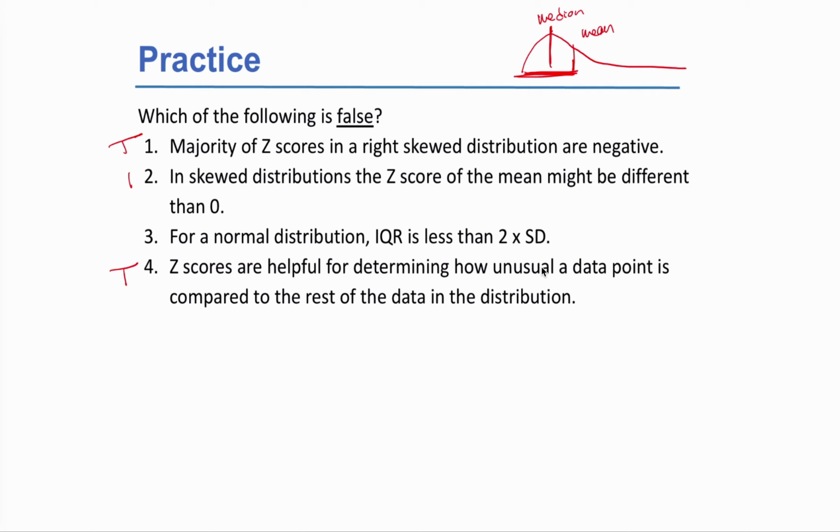In a skewed distribution, the z-score of the mean might be different than 0. That is false. Z-score is always the number of standard deviations away from the mean, so the z-score of the mean is always 0, regardless of the shape of the distribution. And then for 3, we can sketch this out using our empirical rule, right? 2 standard deviations encompasses the middle 95% of the data. But the IQR encompasses the middle 50% of the data. So the IQR is going to be less than 2 standard deviations away.